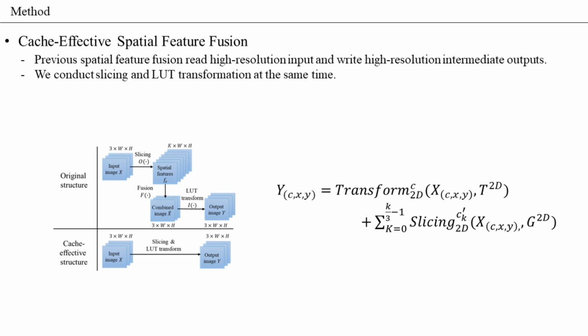The original structure for spatial feature fusion produces intermediate outputs. That means the original structure requires substantial read and write operations on memory. This is not cache-effective. So we introduce a cache-effective structure. We conduct 2D LUT transforms and slicing at once.